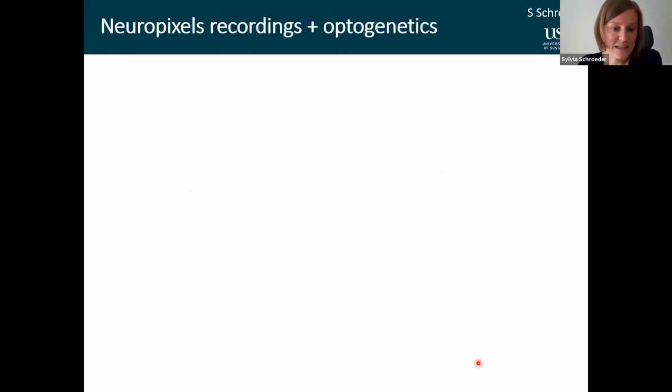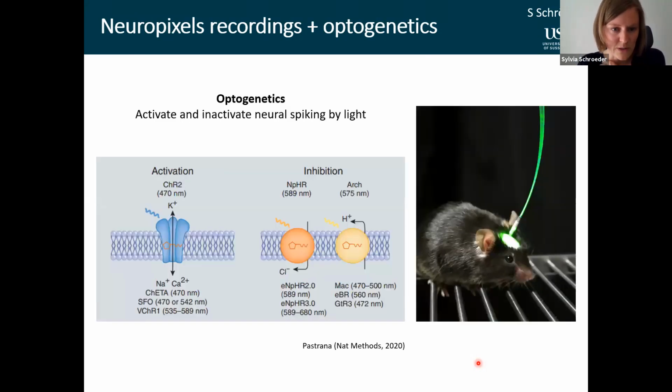Right, now I would like to talk about the combination of Neuropixels recording and optogenetics, because that's another very popular method that is used in neuroscience. You probably all know about optogenetics, but very quickly, it's a method that can be used to activate and inactivate neuron spiking by light. Basically, you use genetic methods to introduce light-sensitive channels into the cell membrane of the neuron. And so if you shine light on the neuron, depending on the channel, you can either activate, so make the neuron spike, or inactivate, so stop them from spiking.